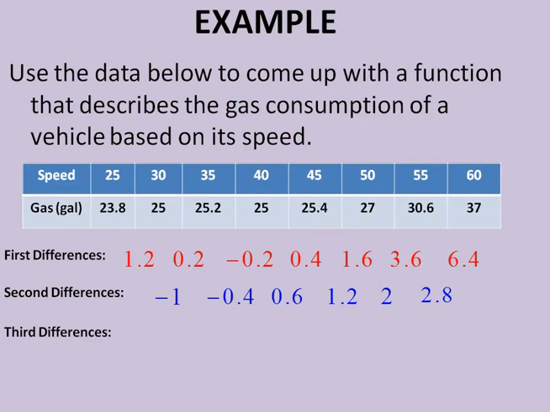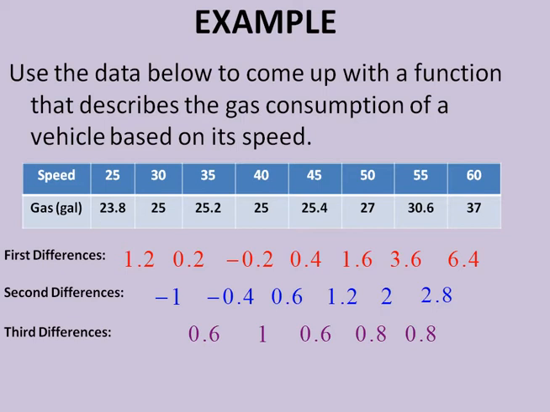Negative 0.4 minus negative 1 would be 0.6. 0.6 minus negative 0.4 would be 1. 1.2 minus 0.6 is 0.6. 2 minus 1.2 is 0.8, and 2.8 minus 2 is 0.8. Now, I want to bring this situation up because up to this point, all of the examples we looked at have had it work out perfectly.